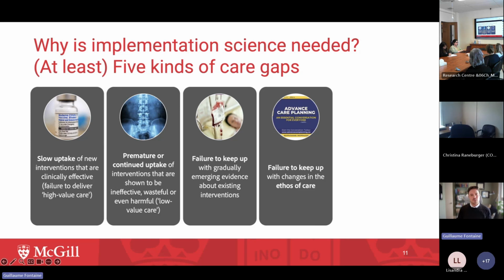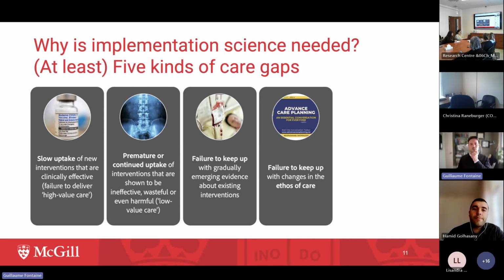The fourth reason is around clinical ethics. Sometimes, we really have trouble keeping up with changes in the ethos of care, and we might not have 50 randomized controlled trials showing that we need advance care planning, for example, but we know that for ethical reasons, we should scale up this intervention. So that's the fourth reason.